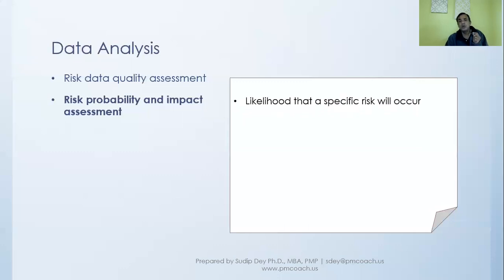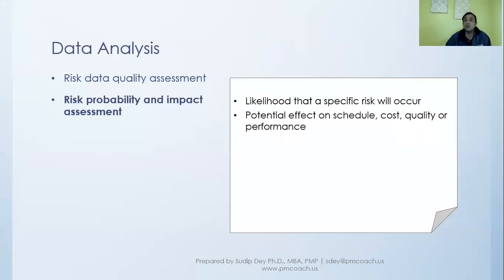So in risk probability and impact assessment, we look at the likelihood that a specific risk will occur, and the impact, the potential effect on schedule, cost, quality, or performance. This is what we try to understand when doing a probability and impact assessment. It is evaluated through interviews and meetings, because we want to understand the probability of this particular thing happening. We'll talk to and interview people who we think will know more, have gone through that, and so on.